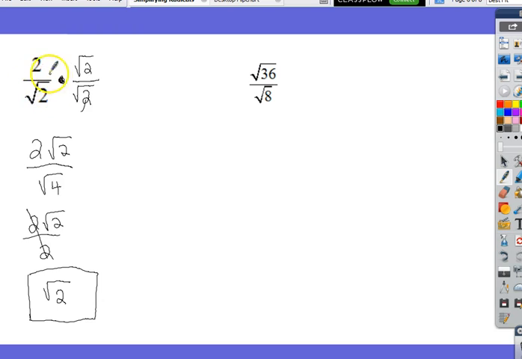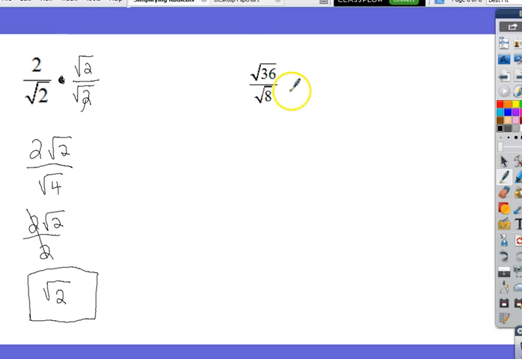By the way, this answer in and of itself will come up a lot when we start doing the special right triangles, and you'll have to be able to simplify it to this. I mean, I can't contain my excitement.